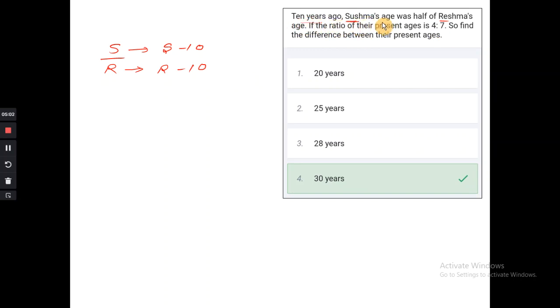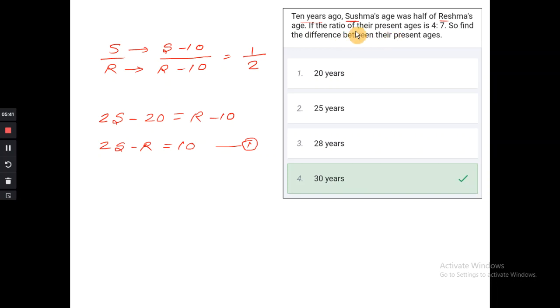Here it is given that 10 years ago, Sushma's age will be half of Reshma's age. So this will be 1 by 2. Now cross multiplying here, 2 multiplied is 2s minus 10 into 2, 20. This is equal to R minus 10. So 2s minus R is equal to 10. So this is equation number 1.